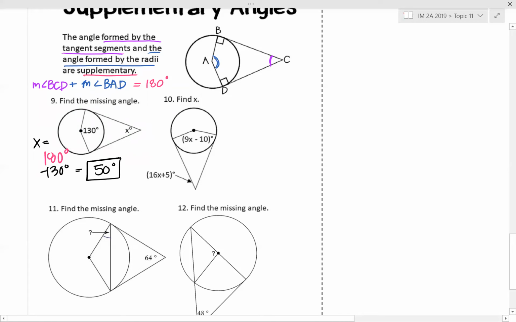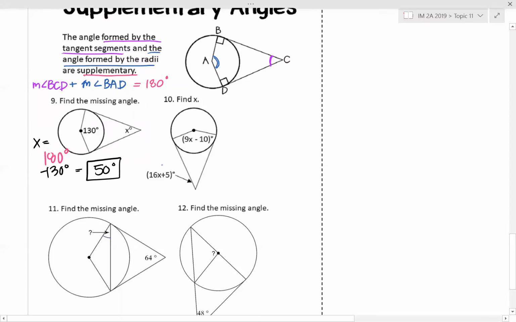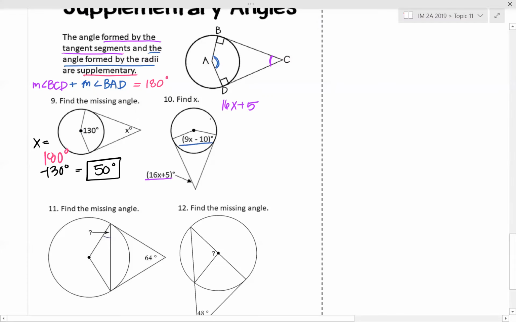When I'm doing a problem like 10 though, where I have to find x and it's in both angles, I have to set up the equation based on the diagram. So what that means is I have to take the tangent angle, which is 16x plus 5, and add that to the radius angle, which is 9x minus 10. And that is equal to 180. So it's not as easy. I have to actually solve this equation rather than just subtract a number from 180.